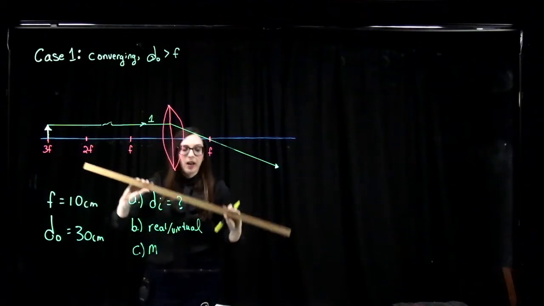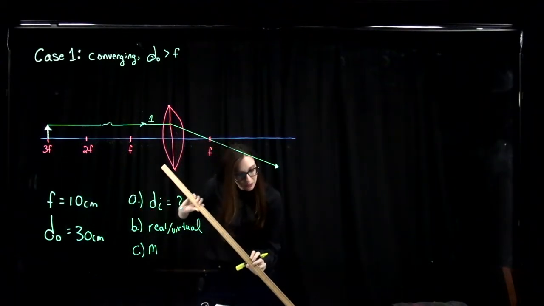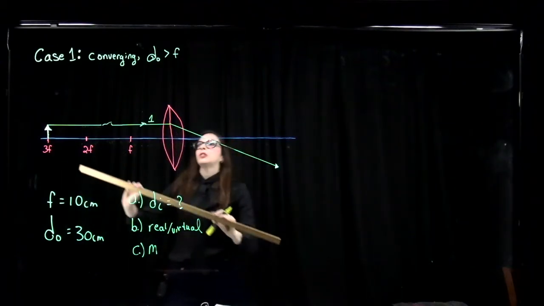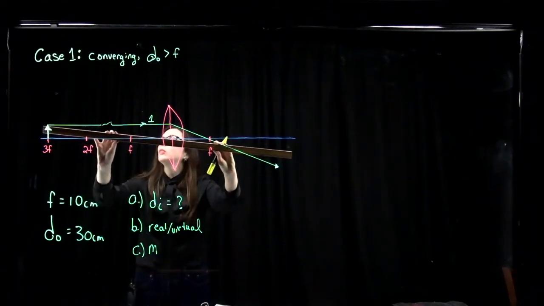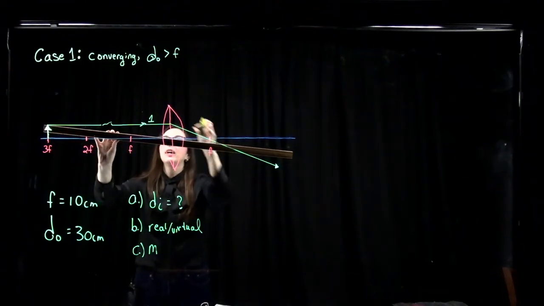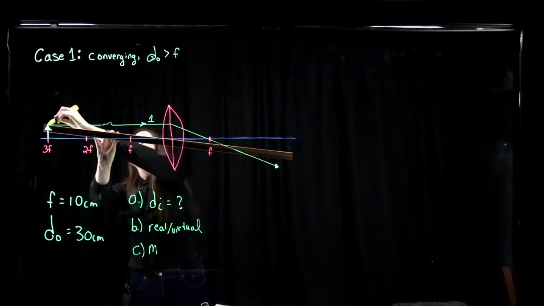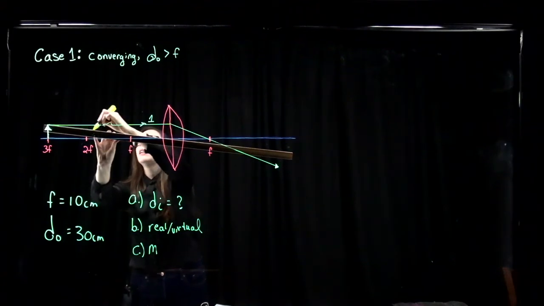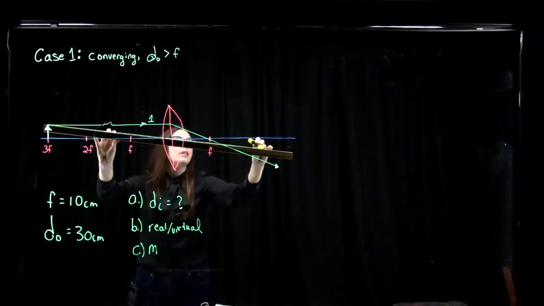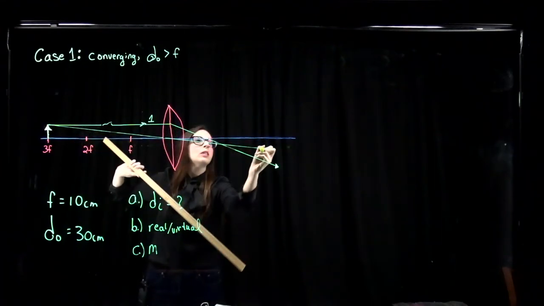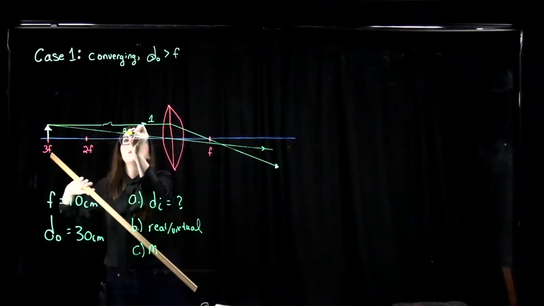My second ray: a ray passing through the center does not change direction. So my ray going through the center of my lens does not get refracted at all. Let's draw that in. We're going to go straight through. Okay, so this is my second ray.